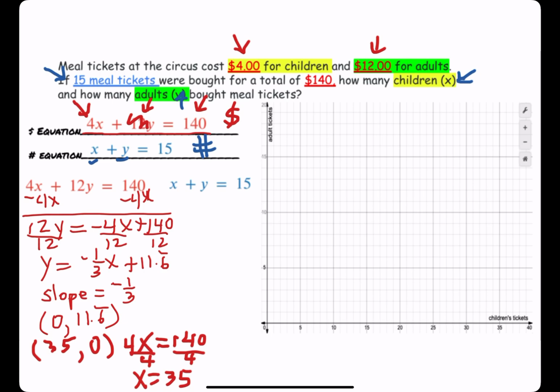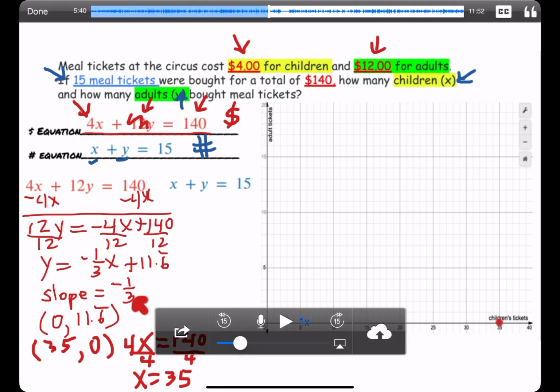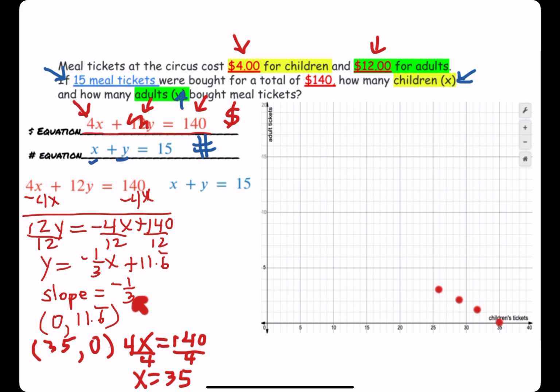So if I start from 35, 0, I don't want to go down 1 to the right 3, even though that's the slope, because that will give me a negative number of adult tickets. So I'm going to go up 1 to the left 3, up 1 to the left 3, and so on, and I'll connect those with a line.